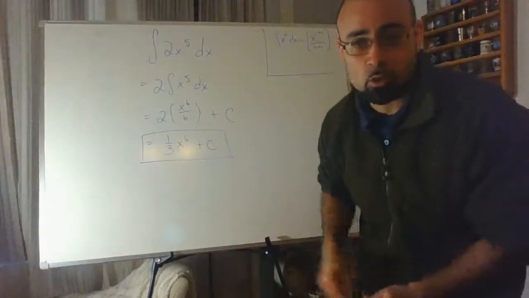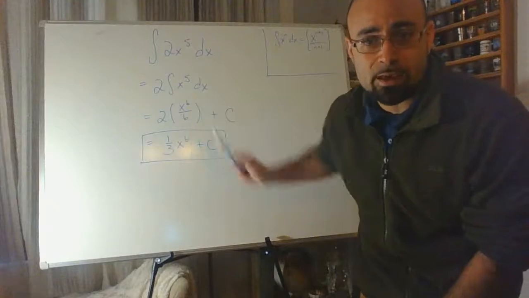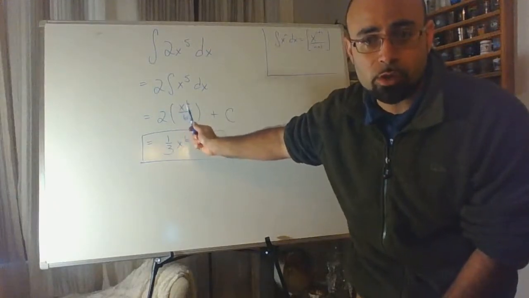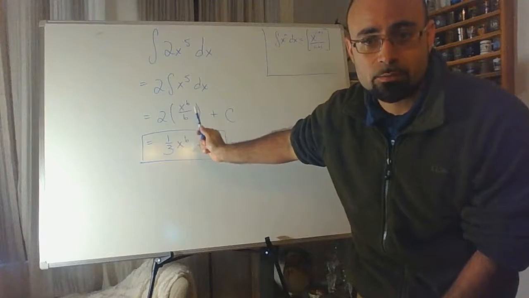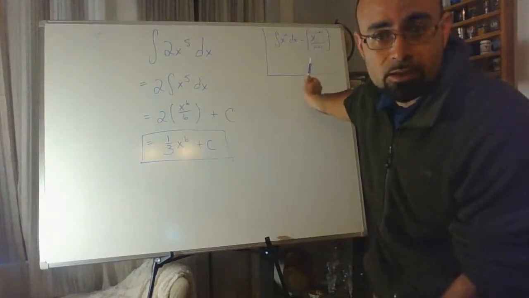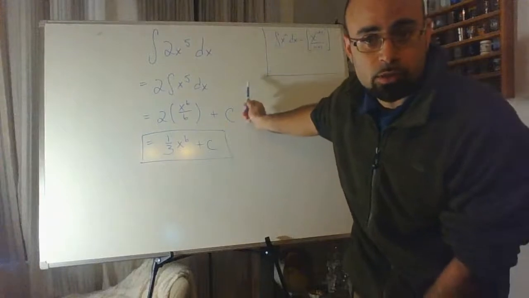Okay, so here we have the integral of 2x to the 5th dx. So we'll take the 2 out to the front as we did before, and we will do the integral of x to the 5th dx. Again, same rule applies here. You add 1 to the exponent, divide by that addition, and you get the final solution for the integration.